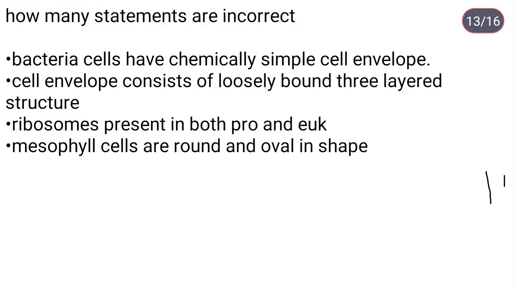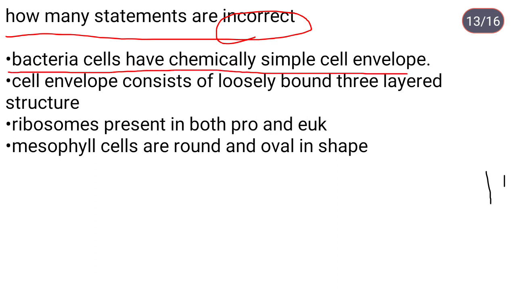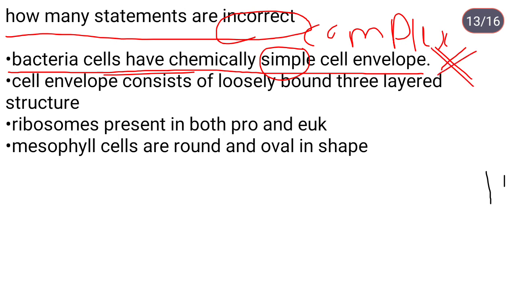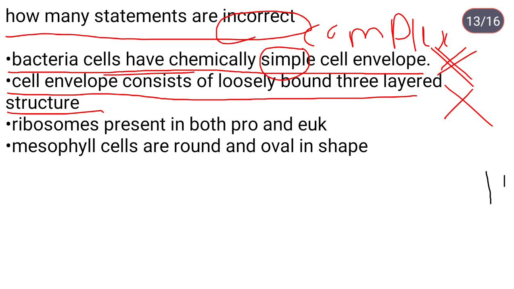And the next question is, how many statements are incorrect? We should find out the incorrect statements. First statement is, the bacterial cells have chemically simple cell envelope. Wrong statement. In NCERT, they have mentioned that bacterial cells have a chemically complex cell envelope, not simple. The second statement is, cell envelope consists of loosely bound 3-layered structure. This is also wrong, because it is not loosely bound, it is a tightly bound structure.